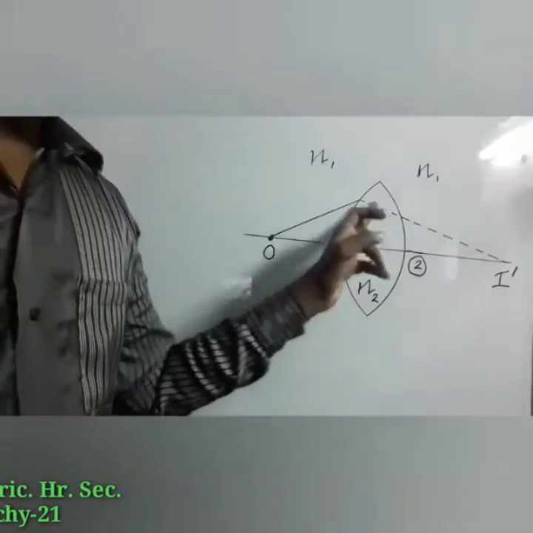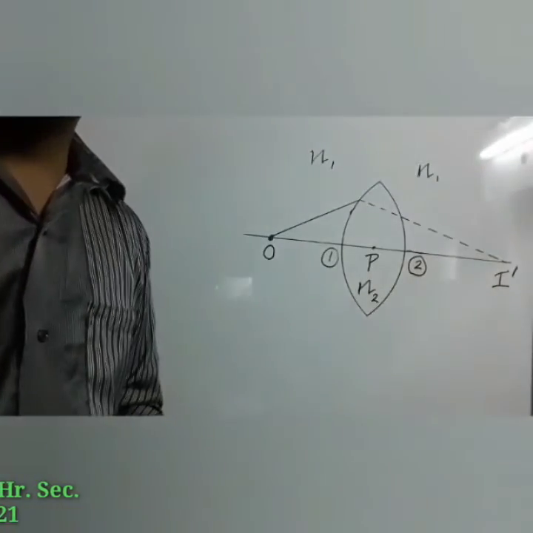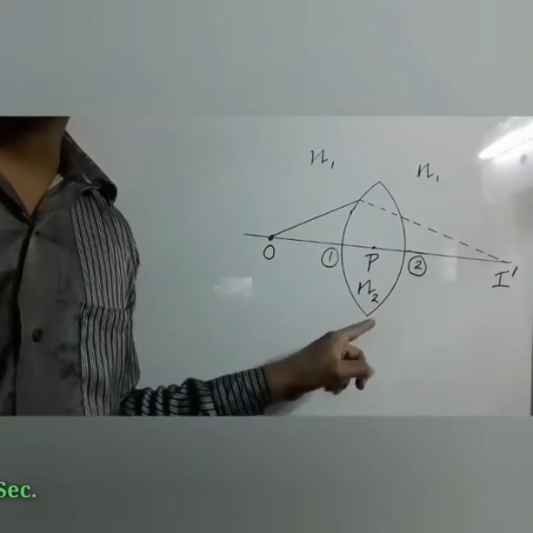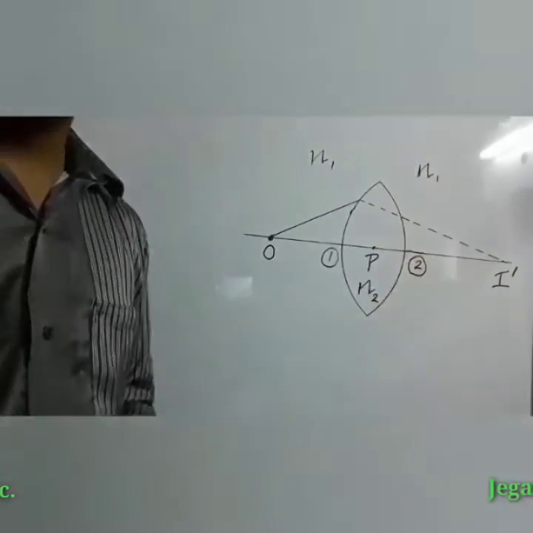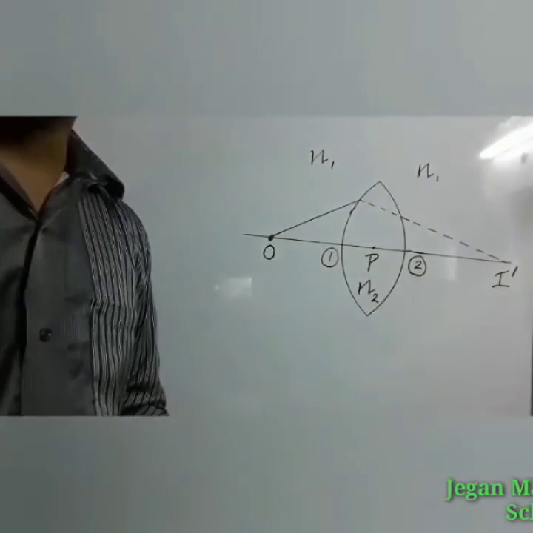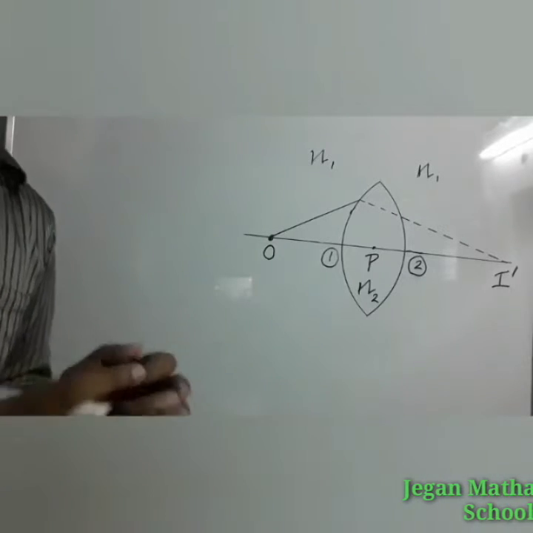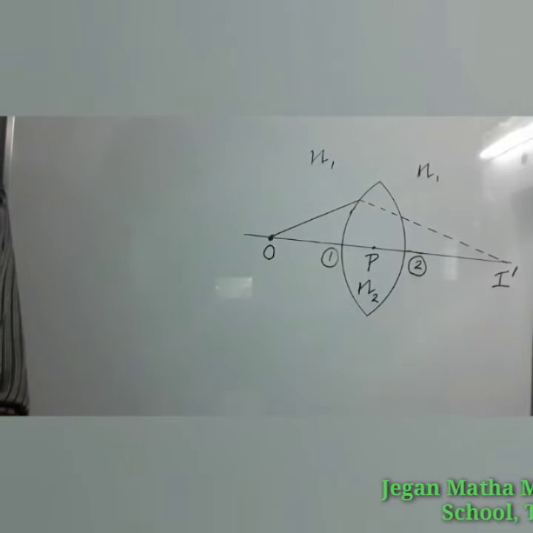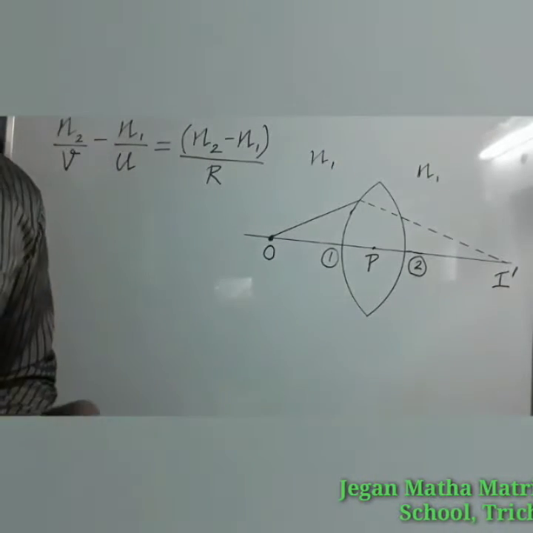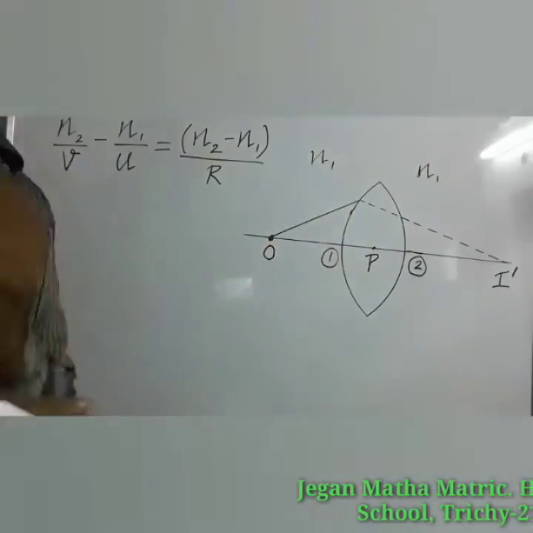But the refracted ray cannot fall on the point I dash, since another spherical surface is also there. We have forgotten about the second spherical surface. For the first spherical surface, after the refraction, it will fall on I dash. We have to use the equation for refraction at a single spherical surface. Let me write the equation. Using this general equation only, we are going to write the equation for the refraction at two spherical surfaces.